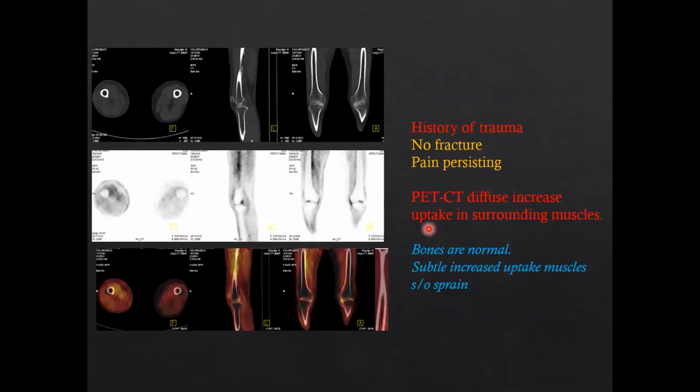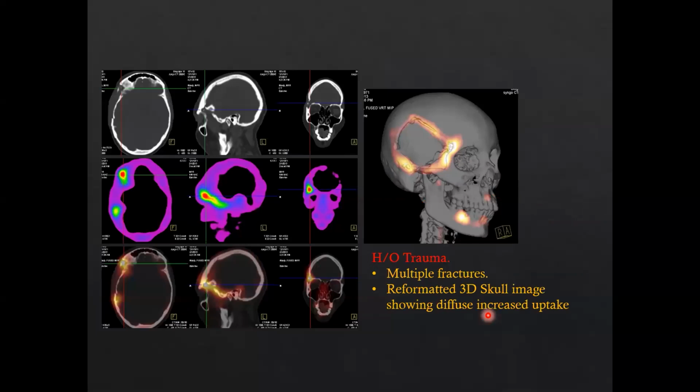Coming to history of trauma, no fracture, pain is persisting. PET-CT shows diffuse uptake in surrounding muscles. Here there is a focal area of uptake, bones are absolutely normal, but sometimes increased uptake is because of a sprain which causes some sort of activity, like muscle uptake because of overactivity.